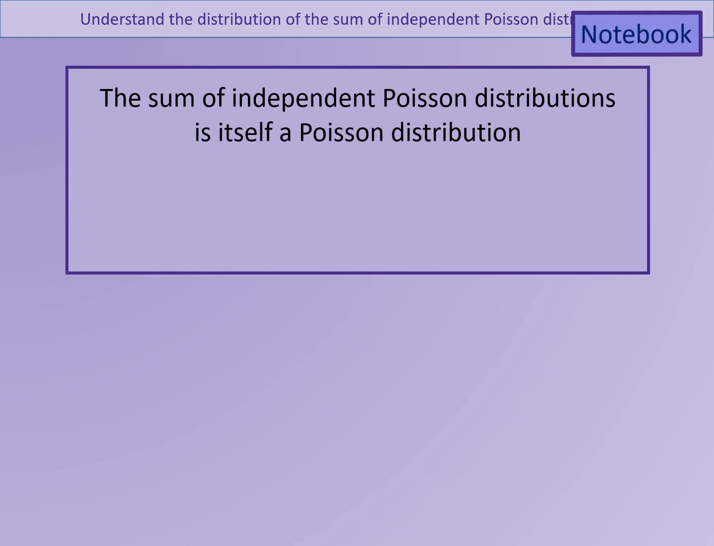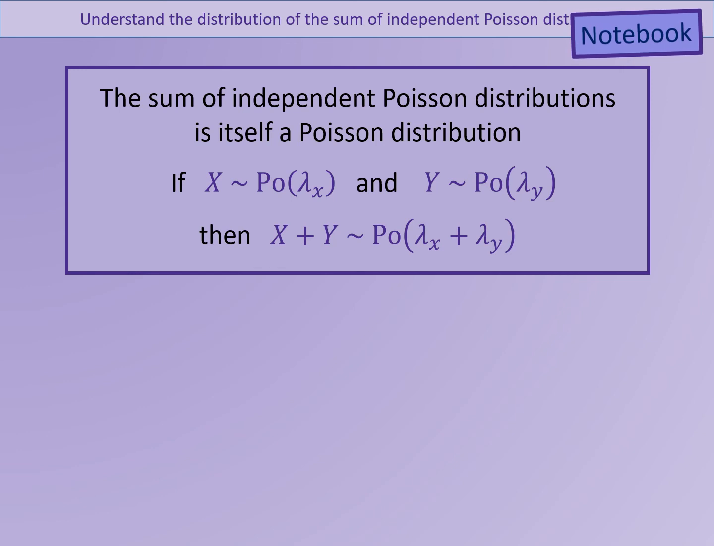So to summarise, the sum of independent Poisson distributions is itself a Poisson distribution. The key word here is independent. The two distributions must not affect each other in any way. So if x has a Poisson distribution with a rate of lambda x and y has a Poisson distribution with rate lambda y, then the sum of those, x plus y, will also have a Poisson distribution with a rate of lambda x plus lambda y.